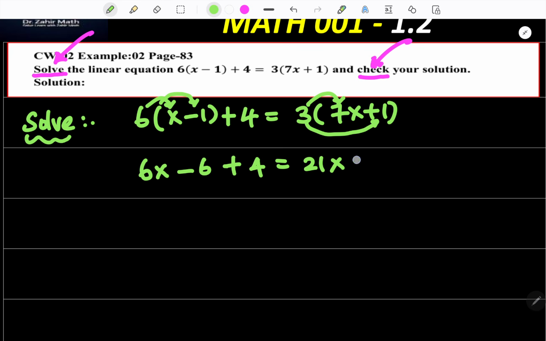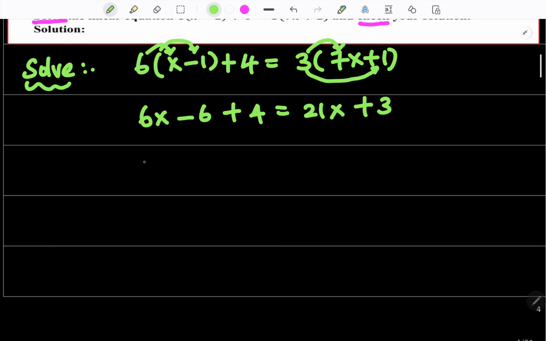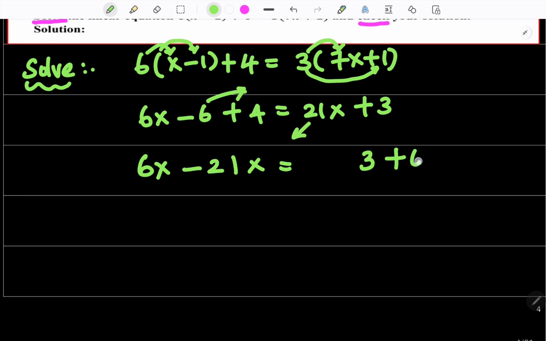And 3 times 1 is what? Plus 3. Right? So this 6x, I bring this 21x here. All the time you keep the x on the left side. 3 is already here. I'm taking this negative 6 that side as plus 6. I'm taking this positive 4 that side as negative 4. Clear everybody? Right. So 6 minus 21.